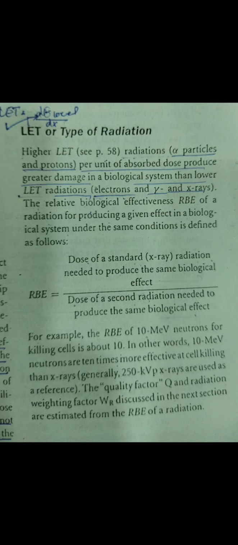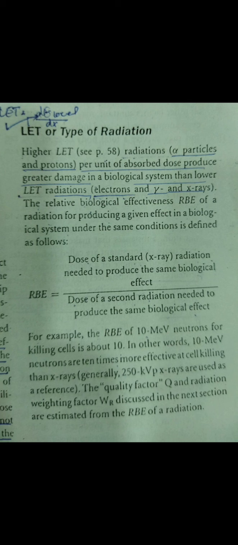The next important factor is the type of tissue, and we know that biological responses vary widely depending on the type of tissue, for example liver, bone marrow or nerve tissue. The bone marrow is much more sensitive than the nerve tissue for certain types of radiation damage, and we have discussed it already.